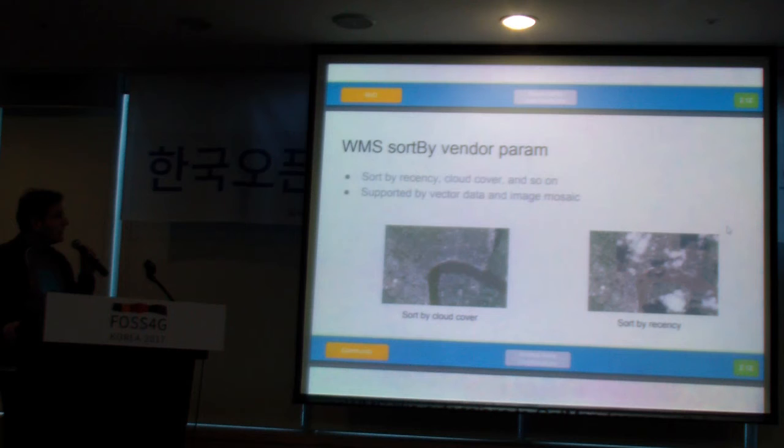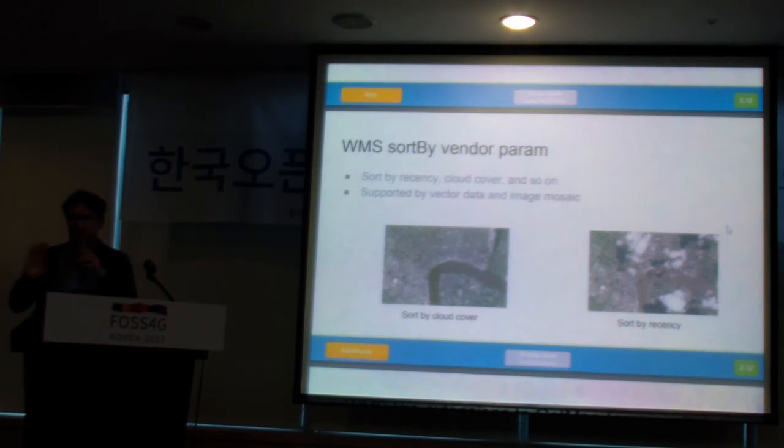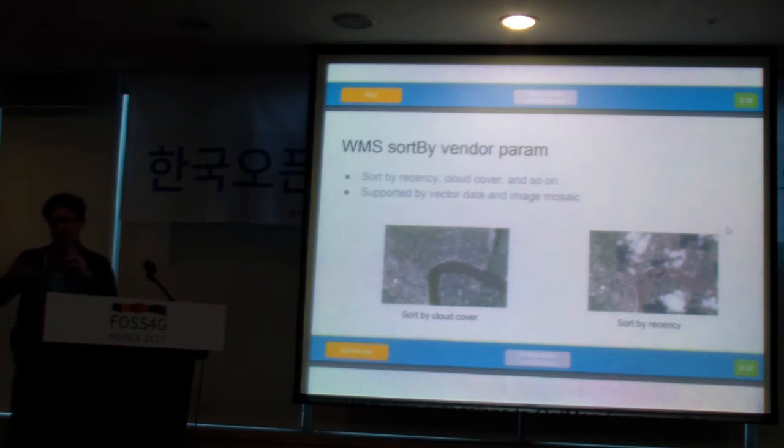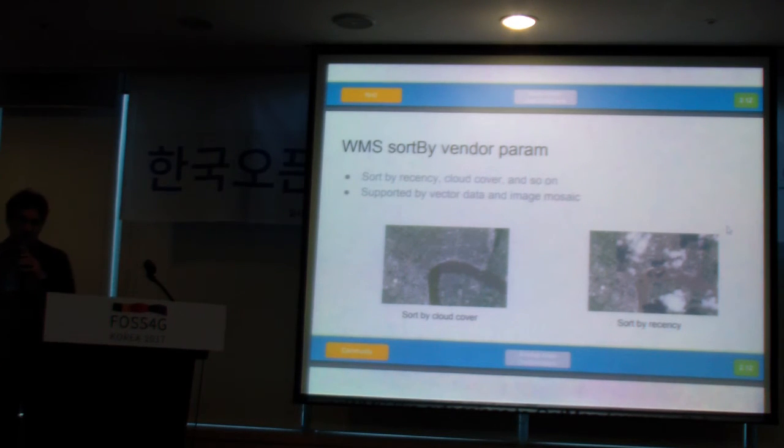We have been working on WMS, and I'm going to go back to it, but also on WCS, with a new sort parameter. It's a vendor parameter. The WMS specification has no notion of sorting, but we have implemented this new functionality in GeoServer. It works for vector data, sorting on a particular attribute, nothing new there, but it's interesting because it also works on image mosaics. Image mosaics are made of many tiles, and you can attach attributes to them. So you can sort on a particular attribute attached to a tile.